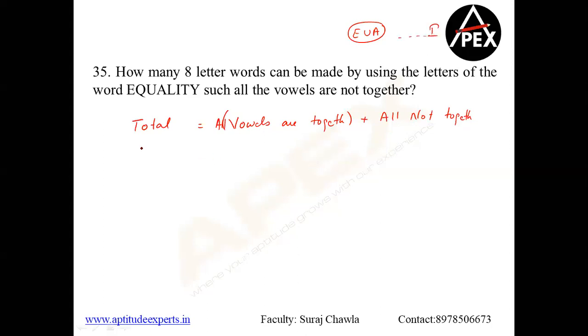Clear? So my total answer becomes simple that all the total cases is going to be 8 factorial minus all the vowels that are together. So we discussed in the previous question, all the vowels that are together are going to be 5 factorial into 4 factorial. So that is going to be the answer of all the vowels are not together. Clear guys?